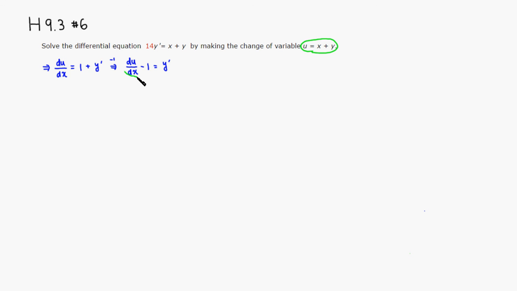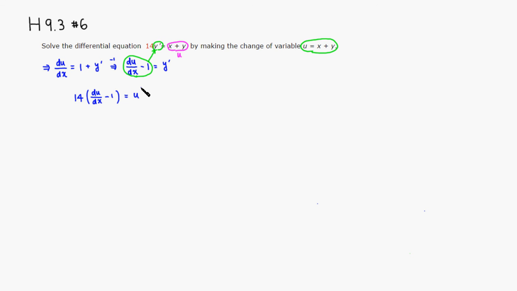So I'm going to plug this right into the original differential equation. And also, by substitution, the right-hand side is actually just going to be u, x plus y. So the differential equation becomes y prime, which can be rewritten as du over dx minus 1, and this is going to be equal to u.